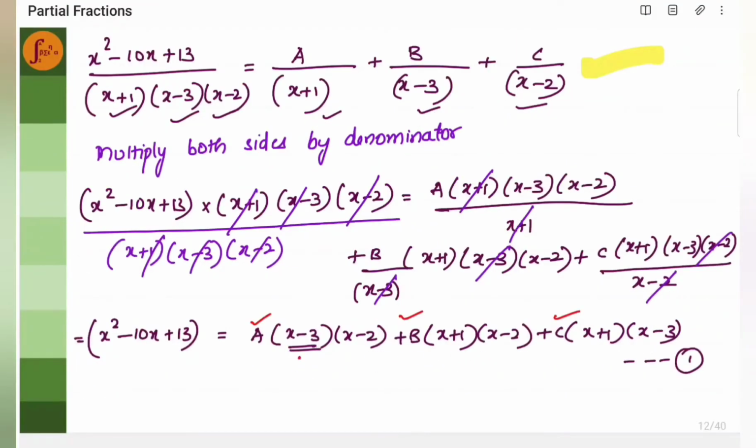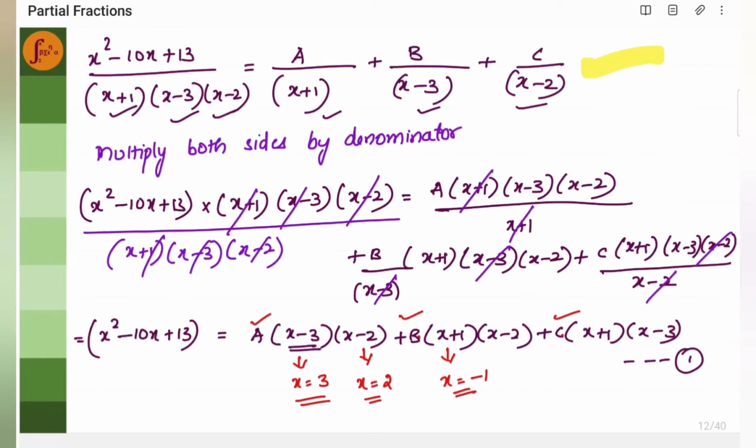Now in this equation, we'll take values of x. We have x minus 3, so we'll take the opposite sign, x is equal to 3. Here we have x minus 2, so we'll take x is equal to 2. Here we have plus 1, so x is equal to minus 1. Now using these three values of x, we'll substitute all these values of x in this equation and get values of a, b and c, right?